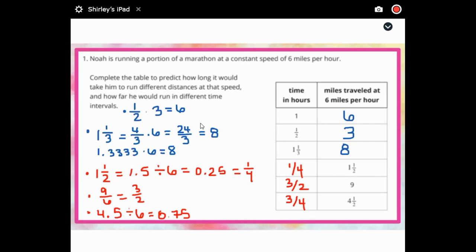But again, if you're stuck with the fractions, don't even pay attention to what's going on there. Keep in mind that you can just make it a decimal. 1 1/3 is 1.3 repeating. Once I know that, I multiply it by my constant of proportionality, and I get 8.